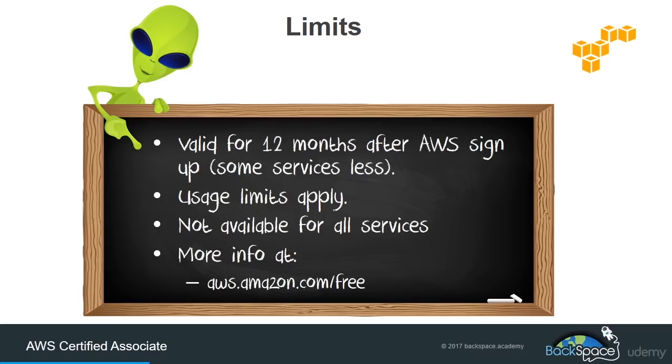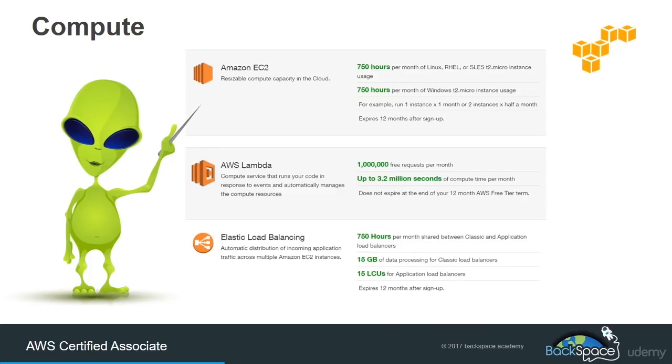Usage limits apply. If you want to create the next Facebook using the free tier, that's not going to happen. So this is for small instances and small services for R&D purposes mainly. It's not available for all services, but you can get more information on what is available at aws.amazon.com/free.